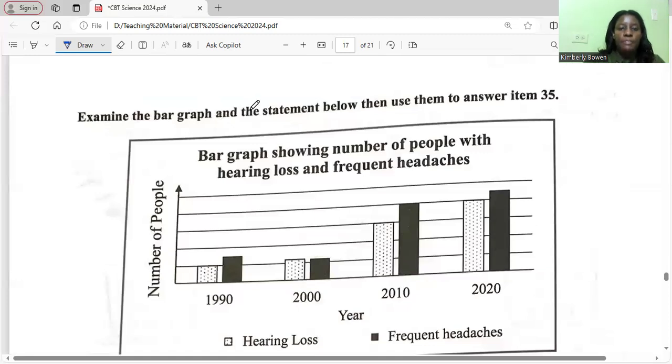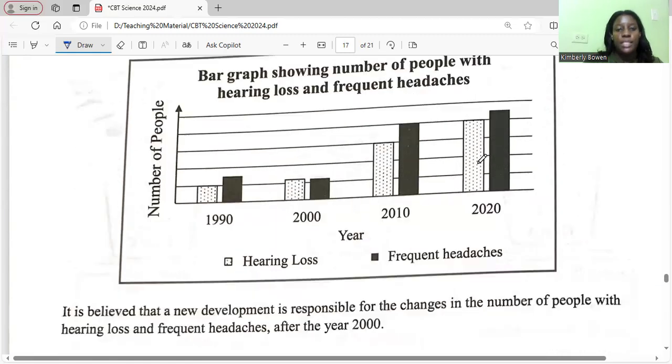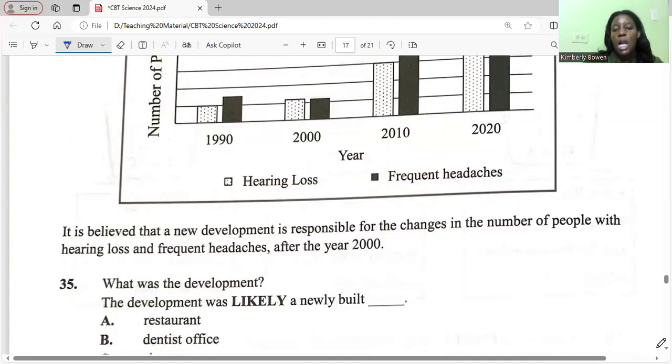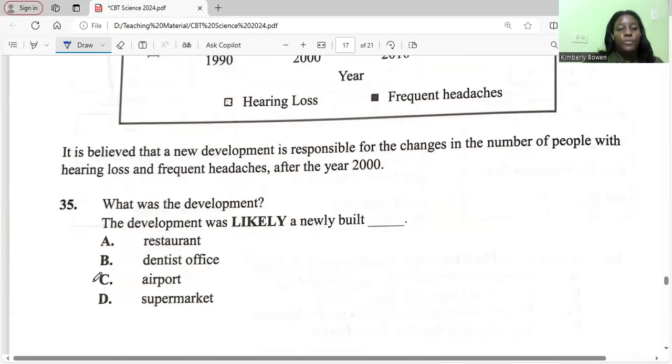Number 35. Examine the bar graph and the statements below and use them to answer item 35. You have the bar graph. This is also a repeated question. Students, we had some repeated questions here. As I look at it anew, I'm trying to remember if this came in the 2023 or the 2022, but I know this is a repeated question. I'm just gonna go straight for the answer.